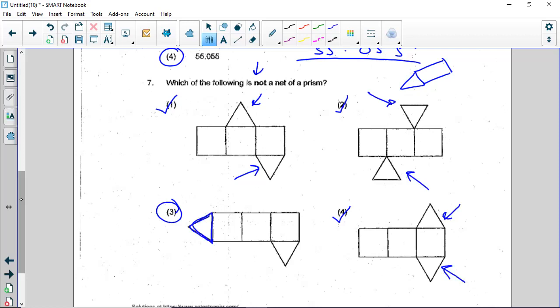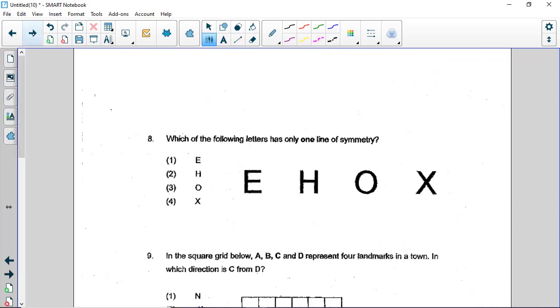Okay, it's a bit hard for me to tell you why. So you may want to cut out and then see whether you can fold it into a prism. But what is the reason? The reason is because this triangle is out of place. Okay, that highlighted blue triangle is out of place. So you can't fold it into a prism. So later after the lesson, cut all the shapes and then prove to yourself and see why 1, 2, and 4 are correct and why number 3 is wrong. So you have to cut it and show.